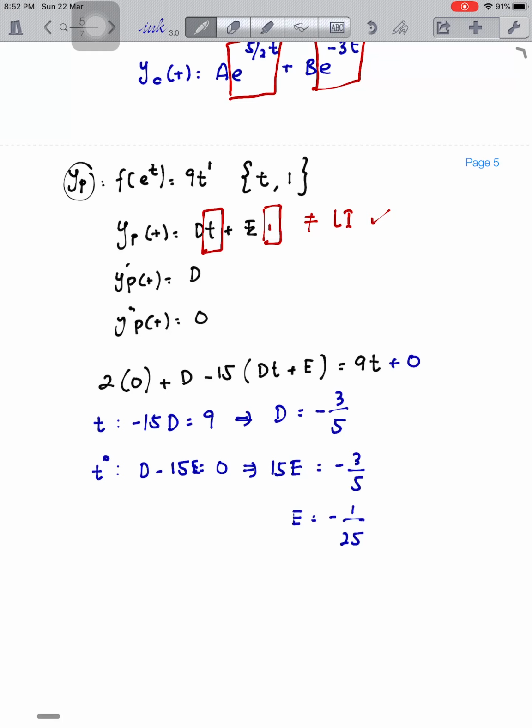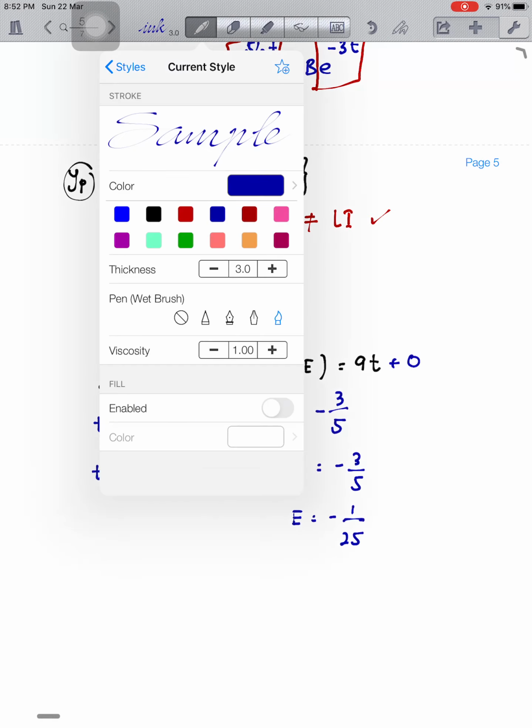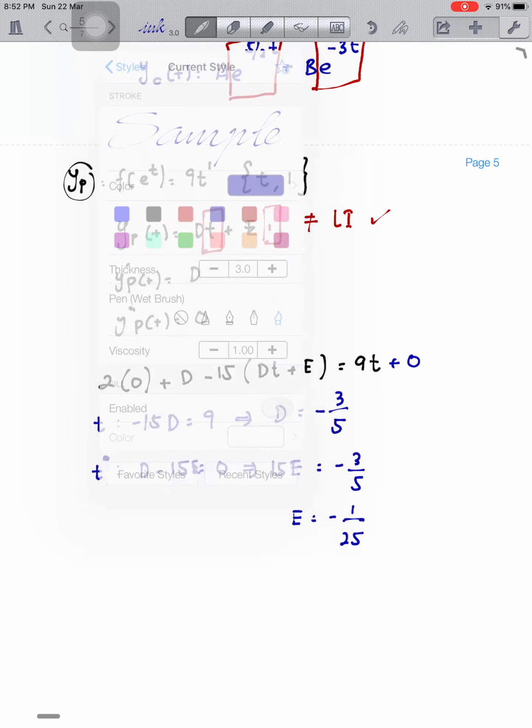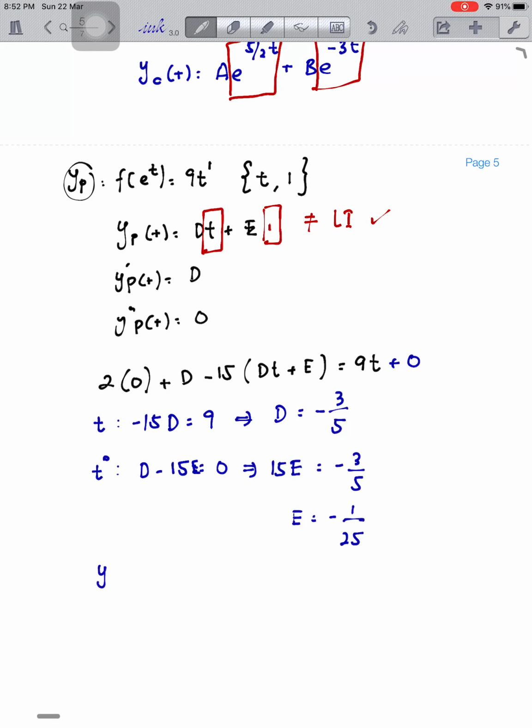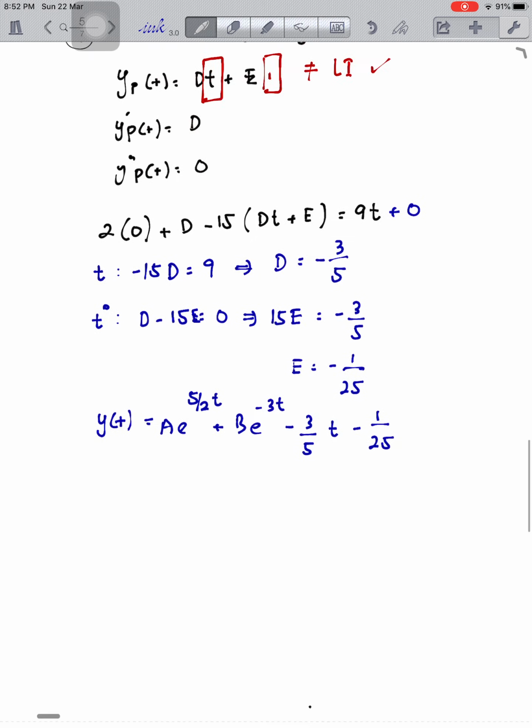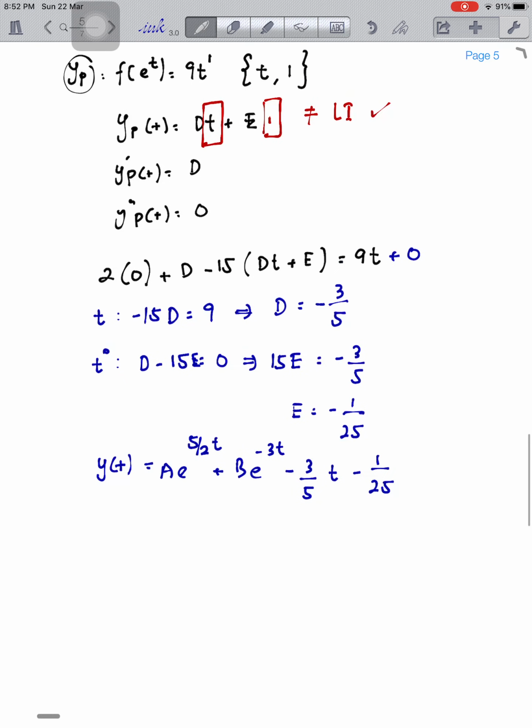Right, so now that I have the yc and I already know the constant values for yp, I can start writing down the solution. Now I know that y of t is going to equal a exponential of 5 over 2 t, plus b exponential of negative 3t, and I'm going to combine that with the yp, which in this case is negative 3 over 5 t plus e, which is negative 1 over 25. So that is going to be our y of t. So we're done. We have solved the equation, and this is going to be our solution.